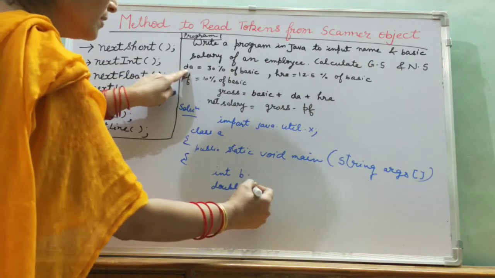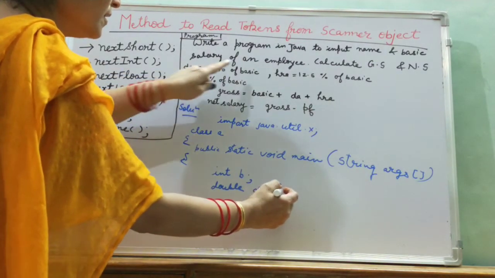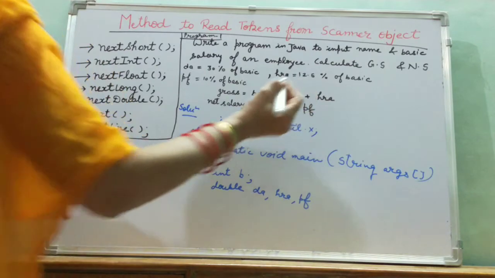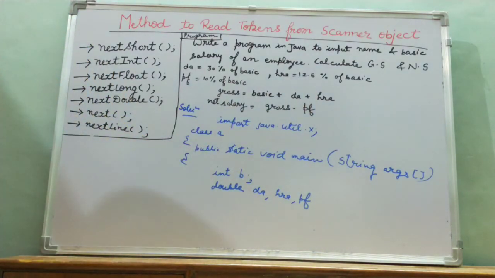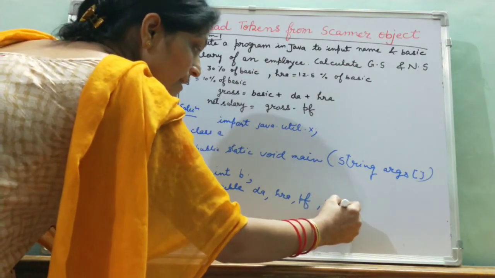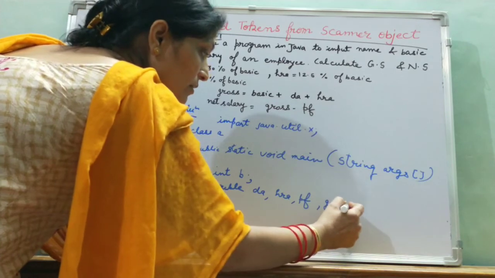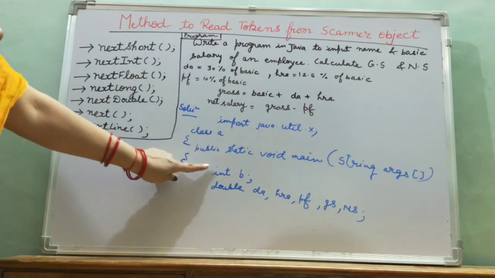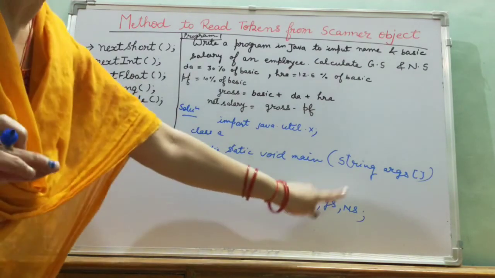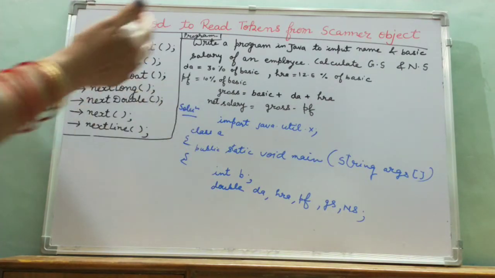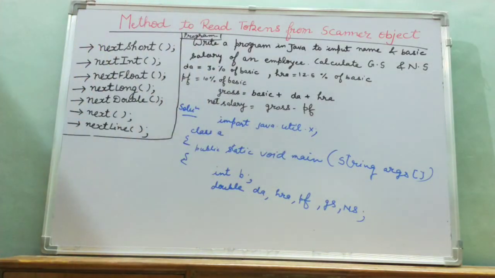Then double DA, then HRA, then PF, and we can also take the net salary and gross salary in double. Then gross salary GS and net salary NS. These are all variables. Which type of variables? Double. Double is a data type, integer is a data type, and these are all the variables. Then you can assign a starting value to these variables, like gross salary is 0 and net salary is also 0.